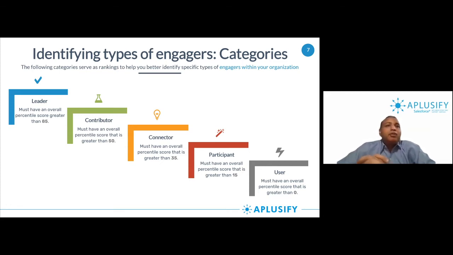And similarly, a contributor should become a leader, right? So you have to push at all the levels. For a user, you have to push to a participant level. For a participant, you have to pull them to a connector level. So just determine what factors are stopping them from contributing, right? Once you identify those factors, it would be easy to push them to the next level.